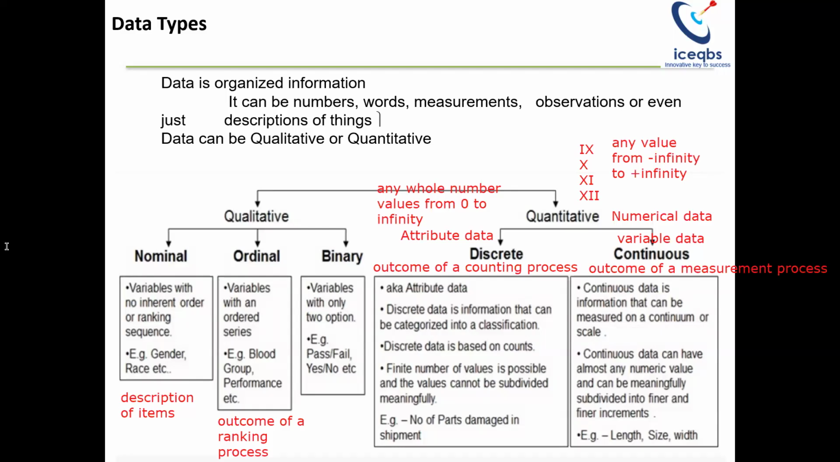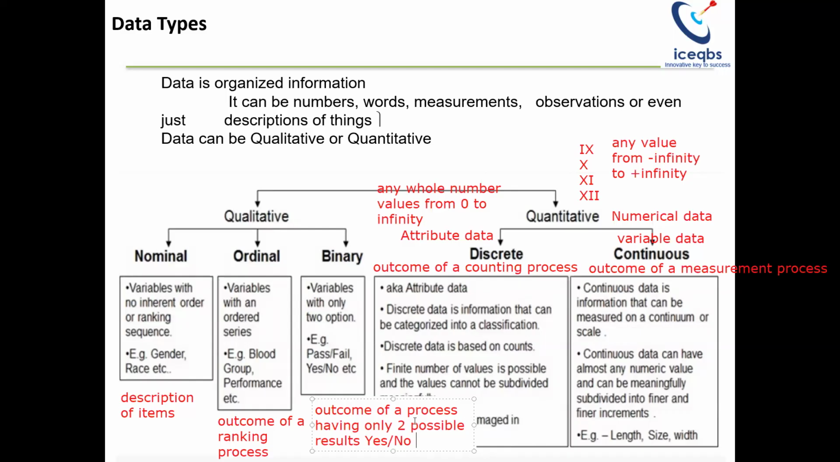Binary data is the outcome of a process having only two possible results, yes or no, pass or fail data type. So whenever you have a process which has only two possible results, that outcome we can call binary data.